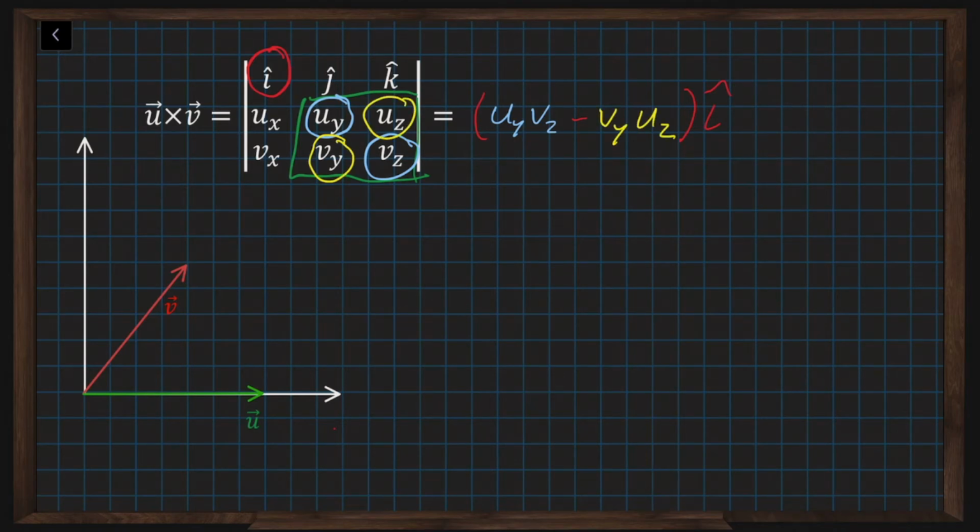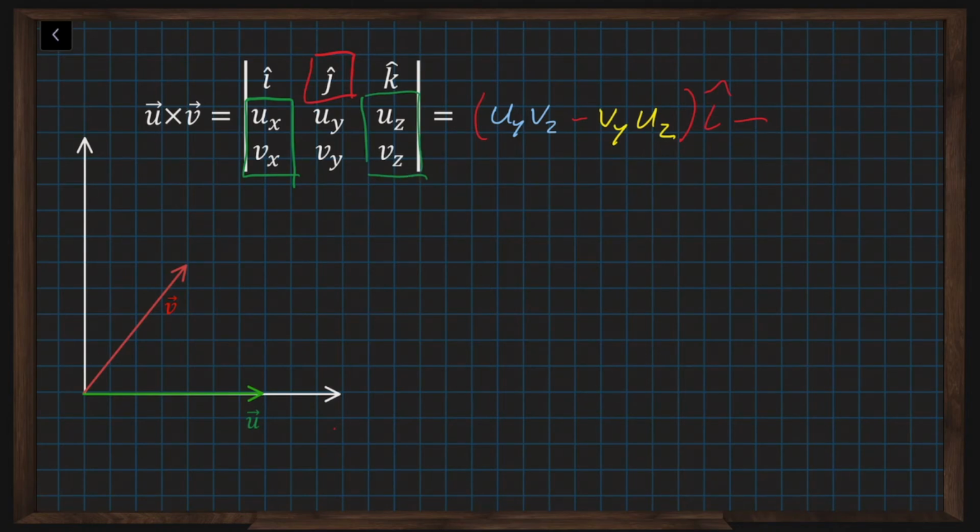And that's our first step. For the second step, we add a minus sign. And let's get rid of this for a moment. And we take the second unit vector, and we take all the components that are not in the same row or the same column as that unit vector. And we perform the same thing.